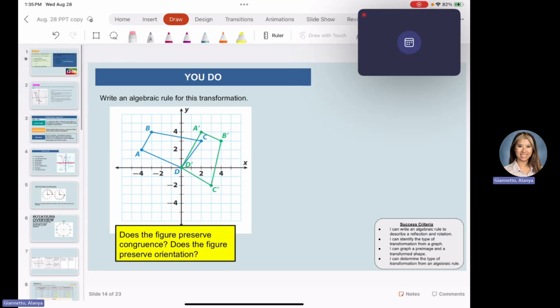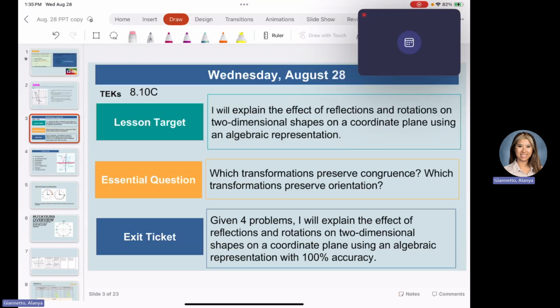Okay, so our TEK for today is 8.10c, and our lesson target is: I will explain the effect of reflections and rotations on two-dimensional shapes on a coordinate plane using an algebraic representation. So first off, I want to break down the word algebraic representation. That's just a long way of saying a math rule. So we're going to learn the math rules for reflections and rotations.